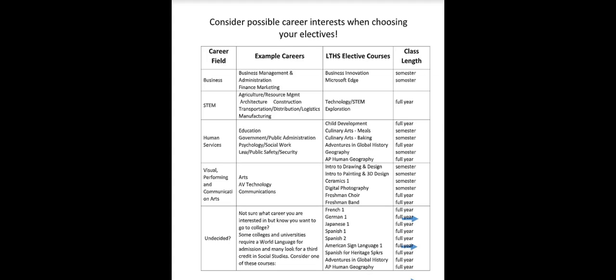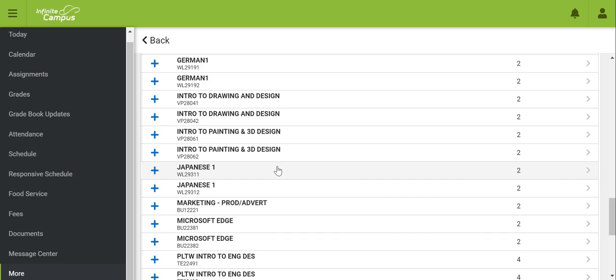Some elective courses are 1 semester long, and others are 2 semesters or a full year course. This is indicated on the elective option sheet. Please keep in mind the length of the course while choosing your classes.